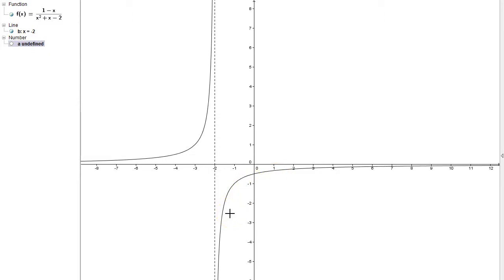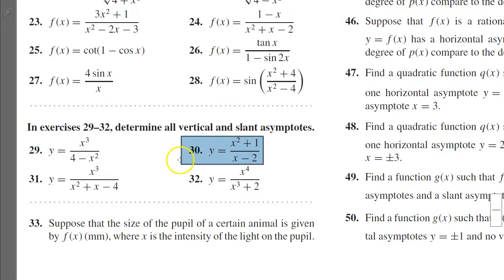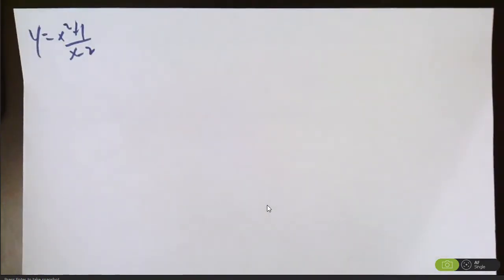Okay. Now the last thing I want to look at, and I forgot to print this one off, is number 30. Y equals x squared plus 1 over x minus 2. The directions say determine all vertical and slant asymptotes. So this one is not going to have a horizontal asymptote. It'll go towards positive and negative infinity when I try to level it off.